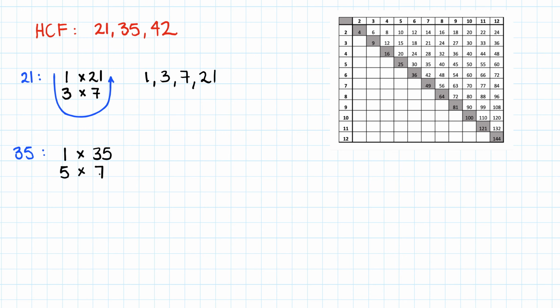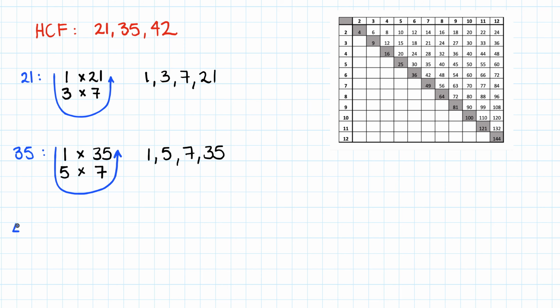Wonderful. Now 6, let's check on 6. So 6 goes from 30 to 36, so no, it's not. So that's it. I have finished with 35. I have finished my U-turn, so I'm going to list my factors here. So it's going to be 1, 5, 7, and 35. Wonderful. Now let's do 42.